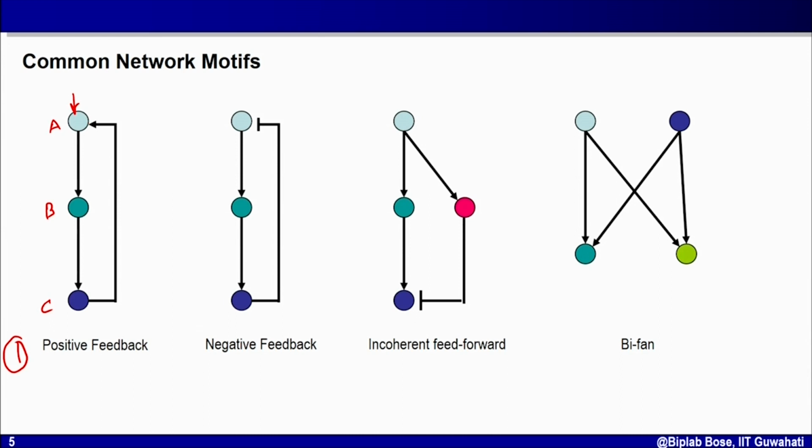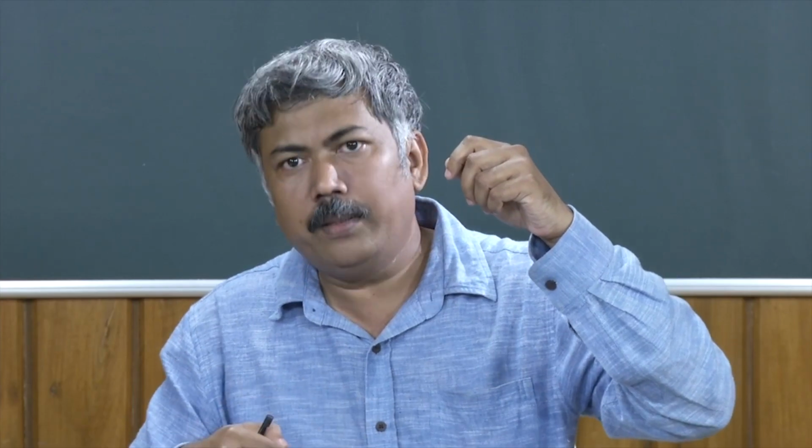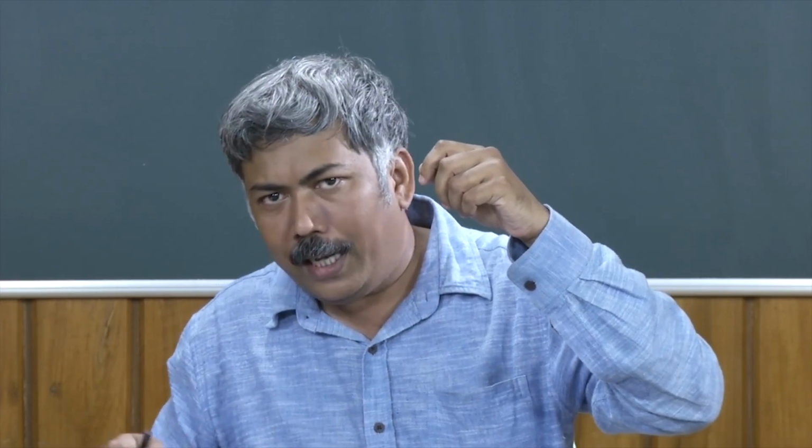So the signal that is coming from the top is processed by intermediate steps, and then the last step feeds the information back to the initial one. So there is a positive feedback. This type of network motif architecture, positive feedback, you will find in transcriptional networks also.